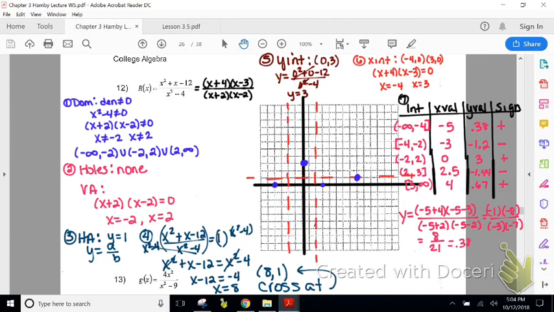So I'm going to graph these points to help me out. I had -5 and 0.38, so it's going to be somewhere right there. I have -3 and -1.2, so somewhere in there. 0, 3, we already did. 2.5 and -1.44, so somewhere in there. And 4 and 0.67.